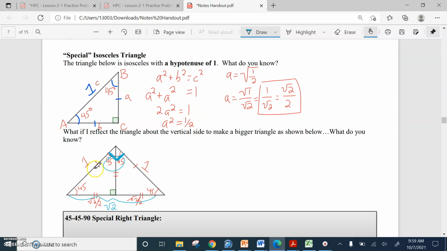Ha! Now we have side length 1, side length 1, side length is square root of 2, and here is now our 90 degrees, and here's 45 and 45. So really what we've done is we've just created one really large right triangle. And what we also could do, we could have noticed that this is one right triangle.